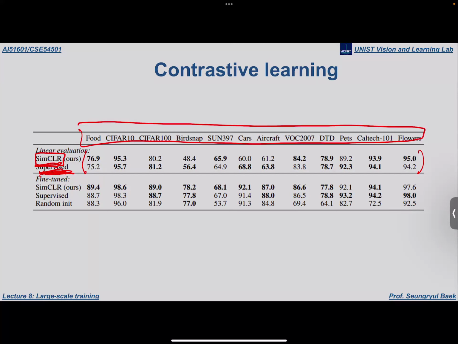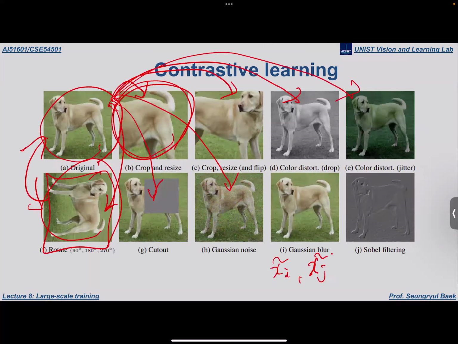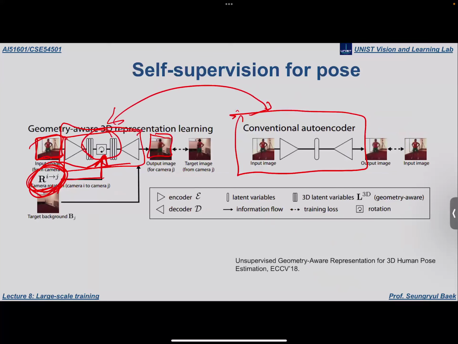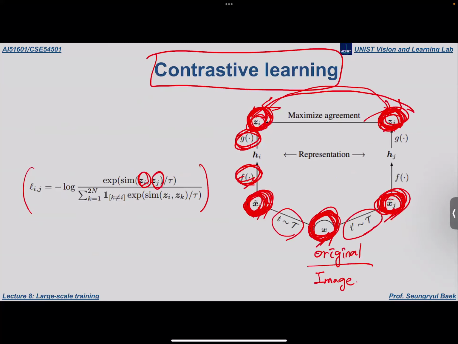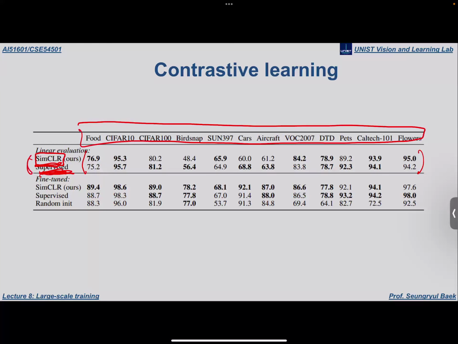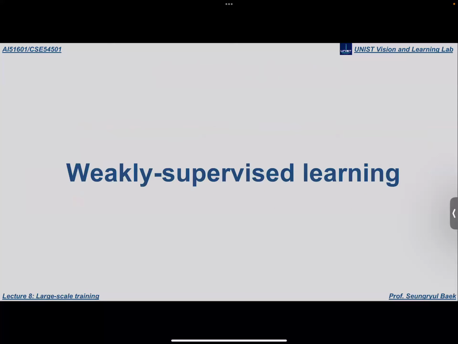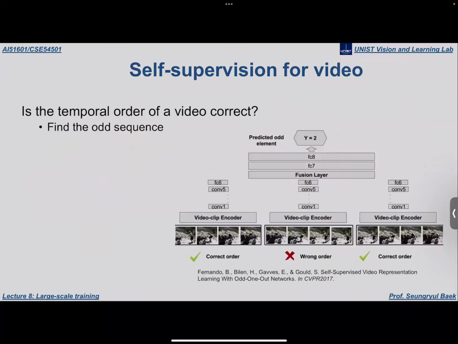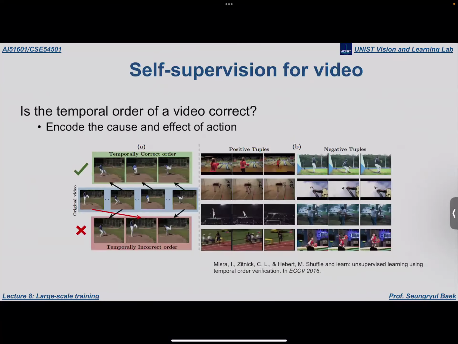Normally when we use self-supervised learning, we think it is not very competitive compared to supervised learning. But in this task, using contrastive learning, it is even better than supervised learning. So nowadays I think many people are using these contrastive learning techniques. Okay, so these are the self-supervision methods.